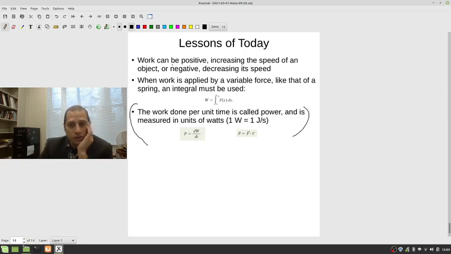But what are the main takeaways? Work can be positive if the force on the object is in the same direction as its motion, or negative if the force on the object is opposite the direction of its motion. Positive work increases the speed of an object. Negative work decreases its speed. And when work is applied by a variable force, an integral must be used.